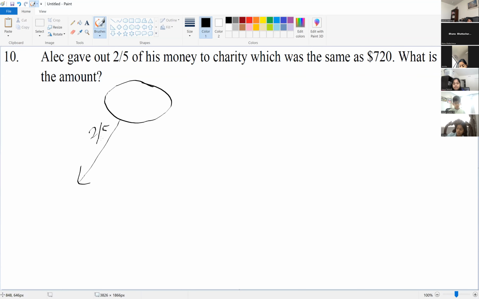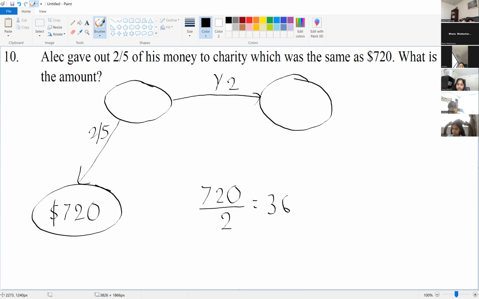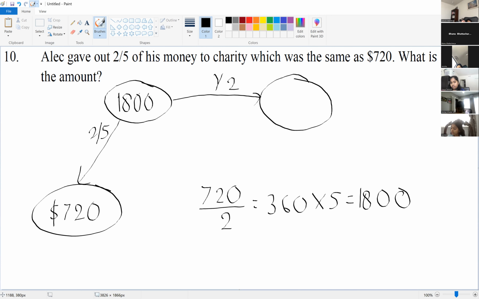So it's 2/5, and this is 720. And the question is asking for what is half of this amount. There are a couple of ways to do it. So what you did is first 720 divided by 2, which is 360, times 5, which is 1800. So half of 1800 would be 900.